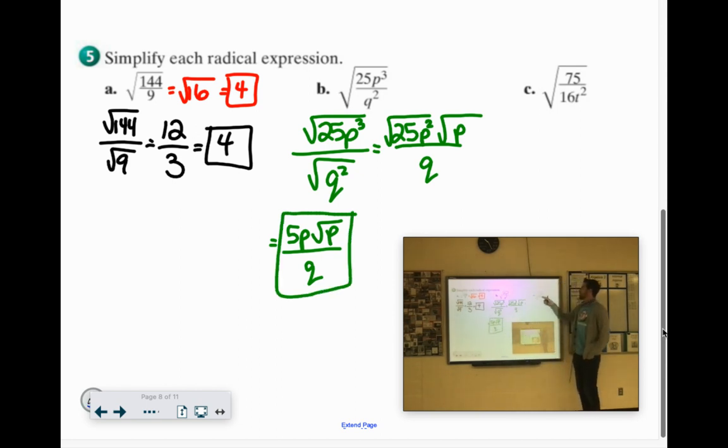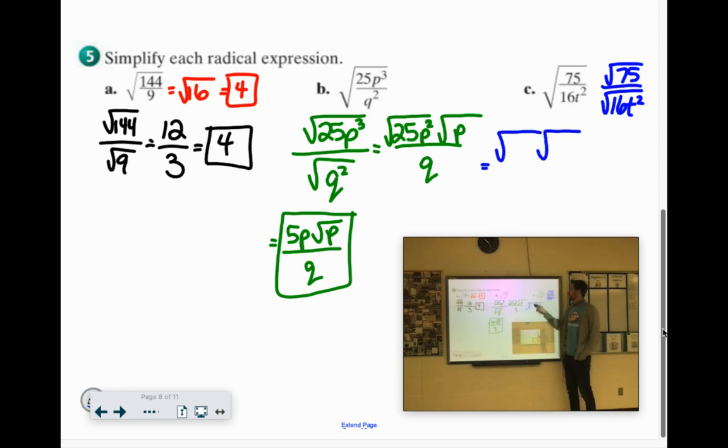Okay, we have 75 over 16t squared. So if we were to write it as root 75 over root 16t squared, now we can think about 75 is not perfect. It's 25 times 3. 16t squared is perfect.